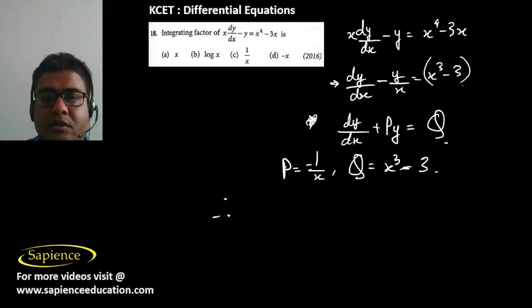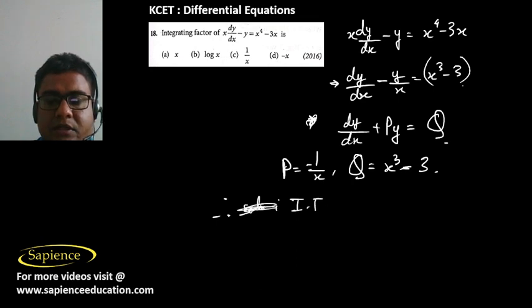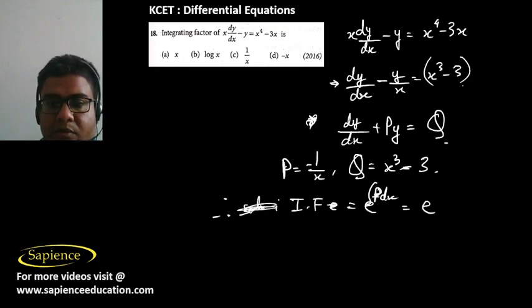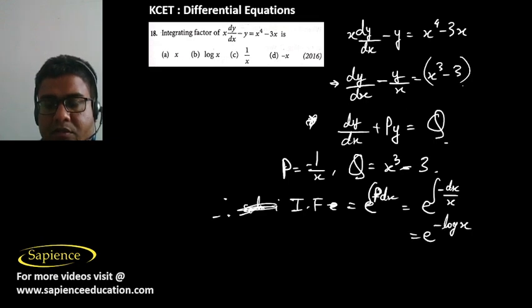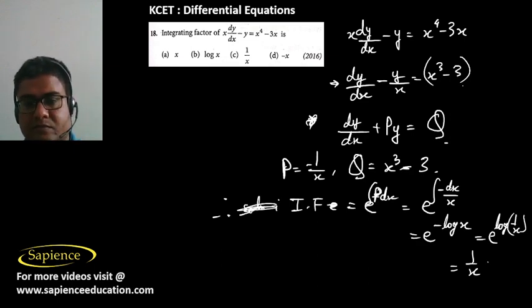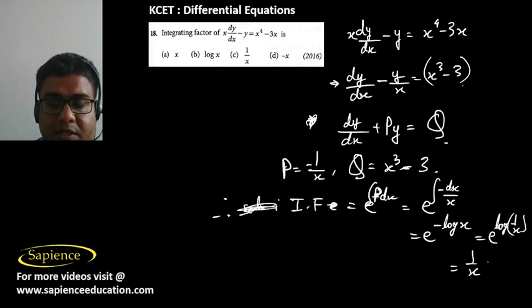So therefore here, you have to find the integrating factor. So the integrating factor is e power integral of minus 1 by x dx, that is e power minus log x, that is e power log of 1 by x, that is equal to 1 by x. So 1 by x is the required integrating factor of this differential equation.